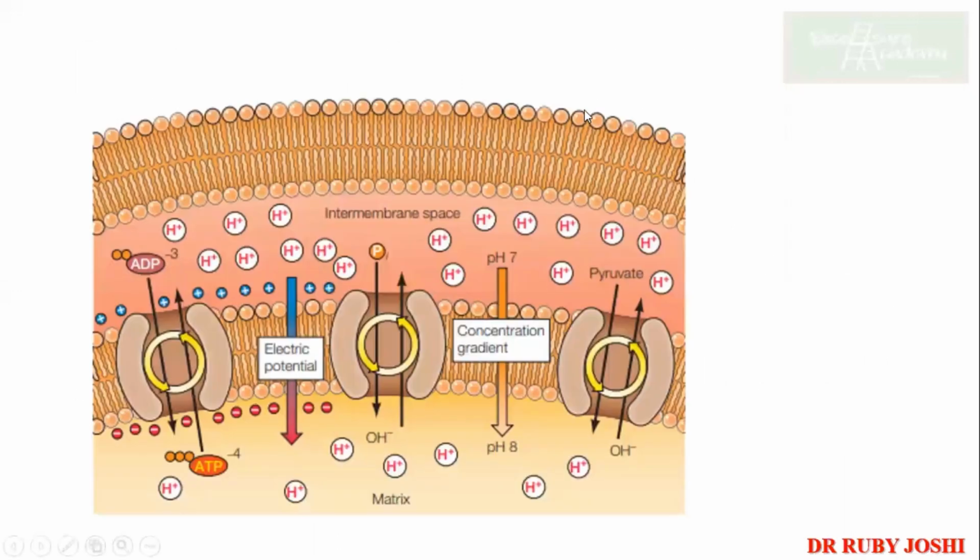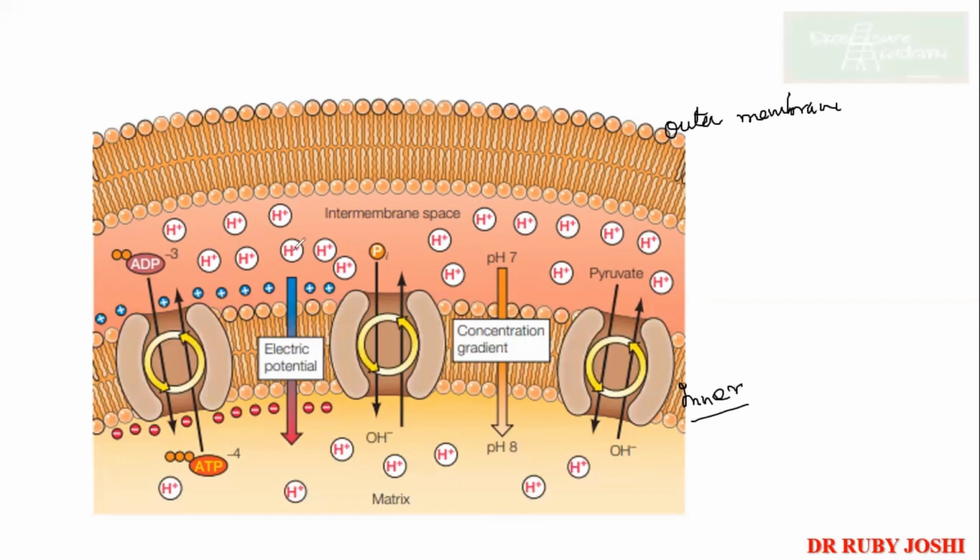Now look at the diagram over here. What do we see here? One second. So this is your intermembrane space. This is your outer membrane. Now here is the inner membrane. On the inner membrane, what do we see? So many small molecule transport proteins are present. Okay, now let's go with the first one.